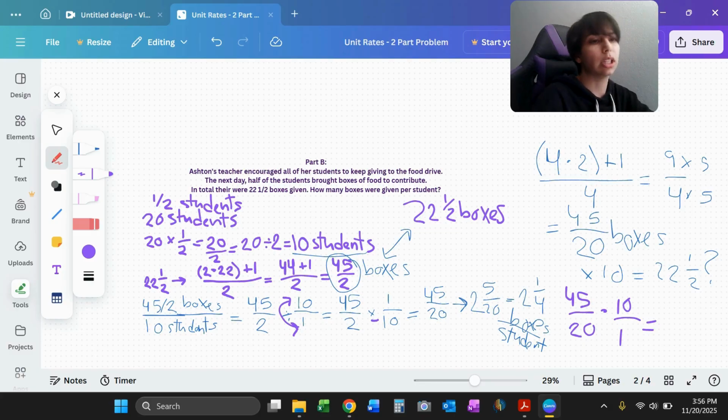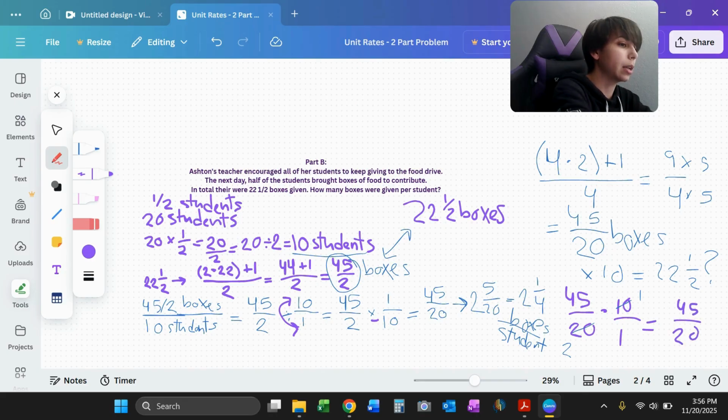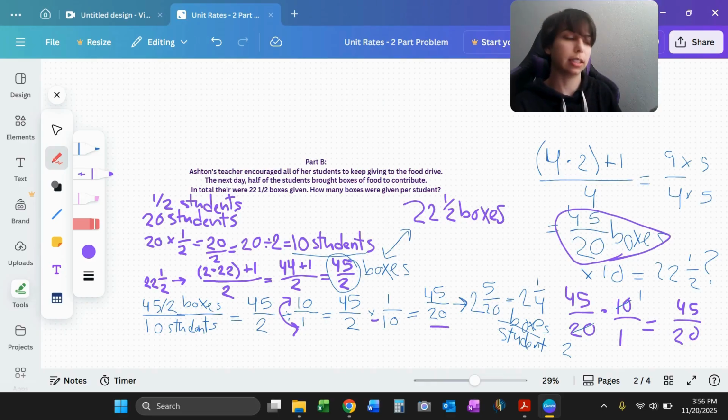Okay, I'm going to do a little bit of simplifying here so we don't have to use a calculator. All right, so 20 and 10 can both be divided by 10. So for 10, that would be 1. For 20, that would be 2. Okay? So that would give us 45 over 2. And again, that's what we had here. That's what we had here. All right, so it's just a way for us to check.